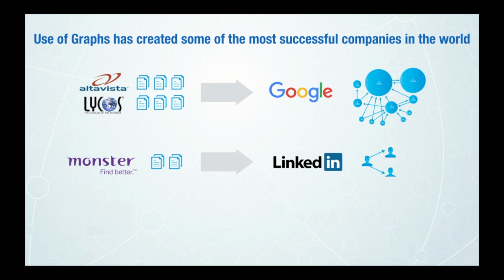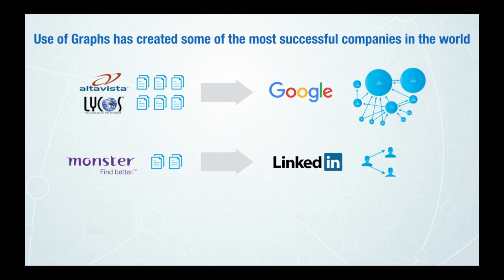Another example of this is Monster.com and the shift from looking at CVs and job profiles in isolation versus something like LinkedIn, which was able to manage and store and retrieve and work with the relationships between professionals and use that as a way of finding a new job, which ended up being a much more valuable way of doing things.